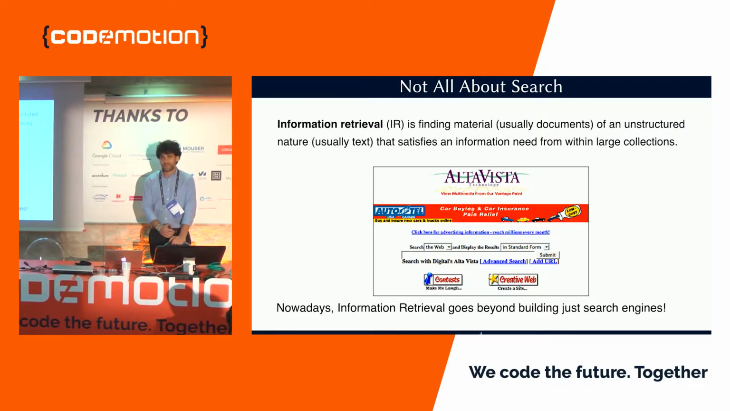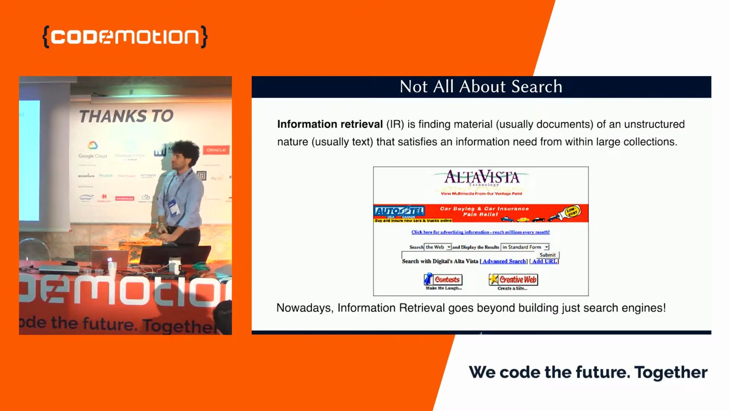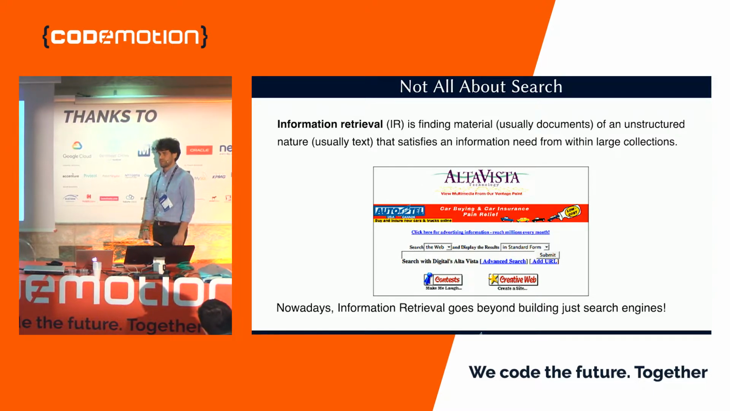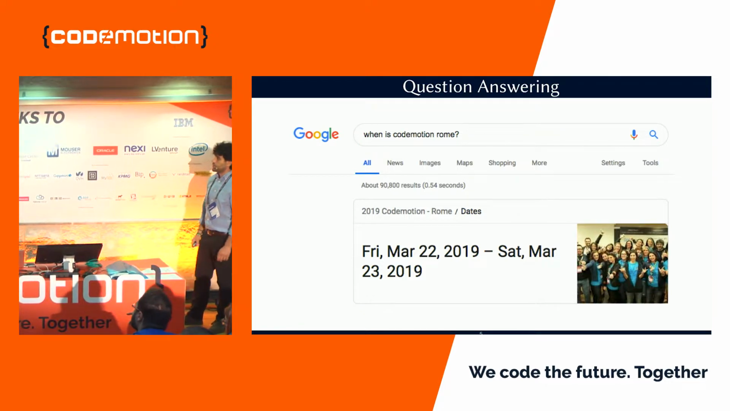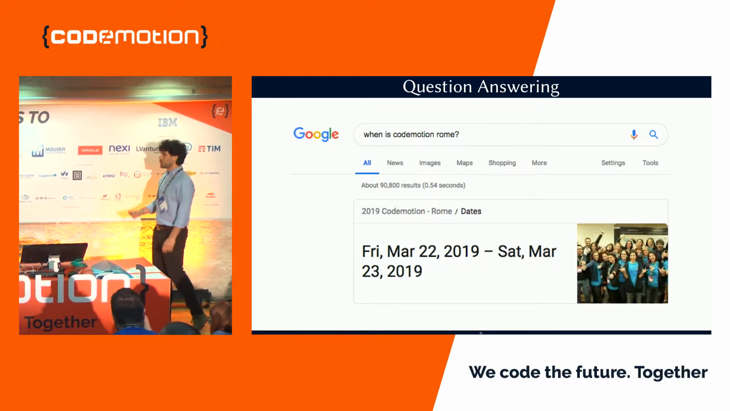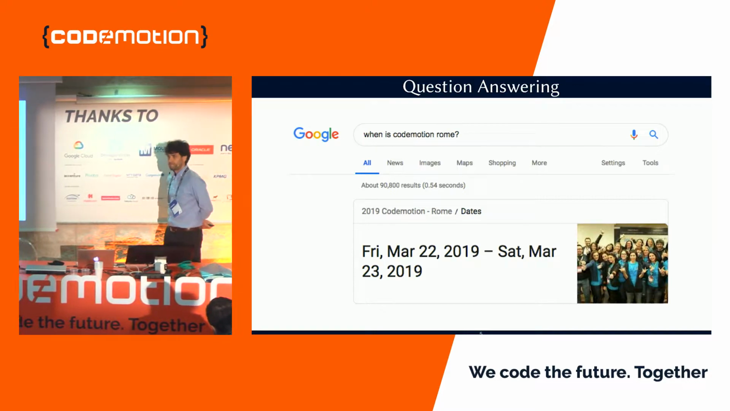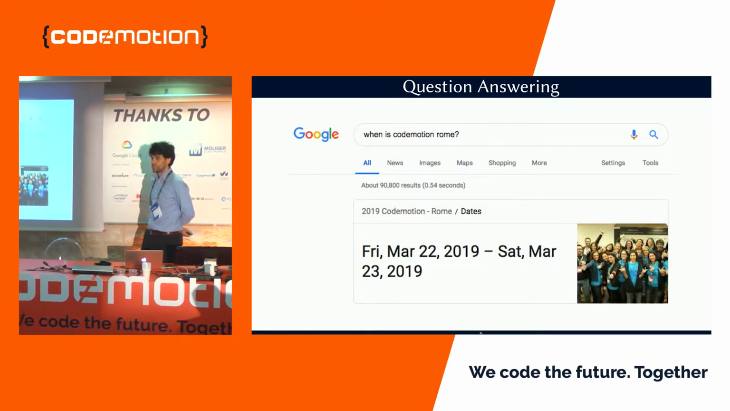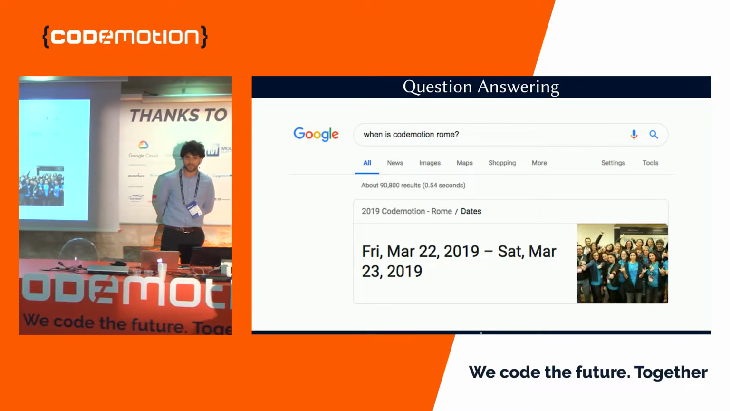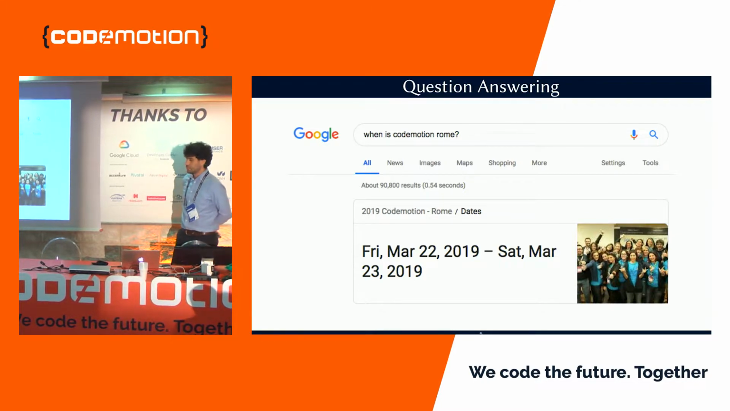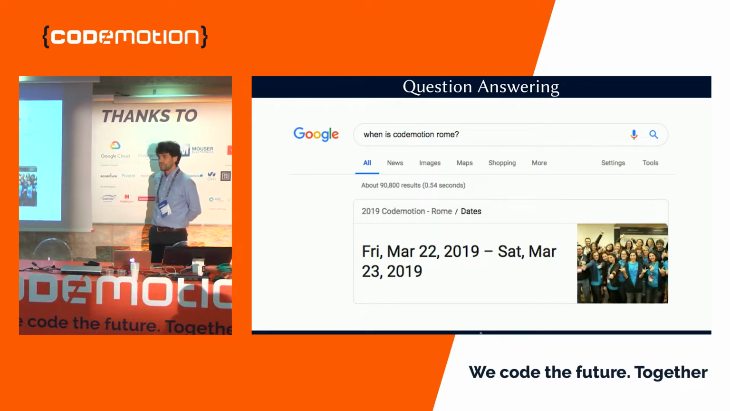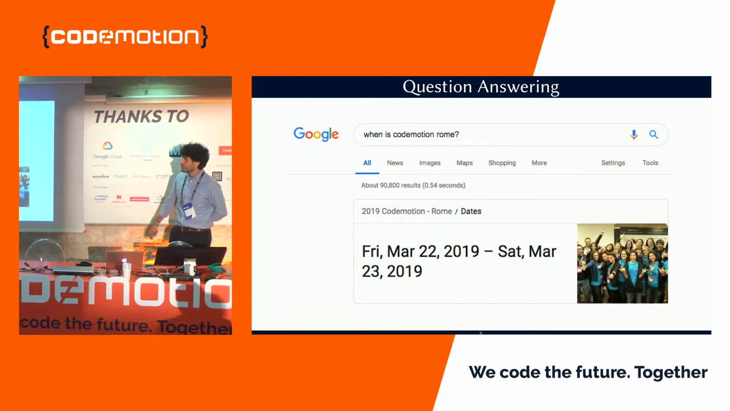What's nowadays information retrieval? It just goes beyond what a search engine is. It's definitely more. One example is question answering. If you ask a question to Google now, you're actually going to get an answer. You don't get any more results. You are not even interested in results. You're just interested in getting your data, getting your information.